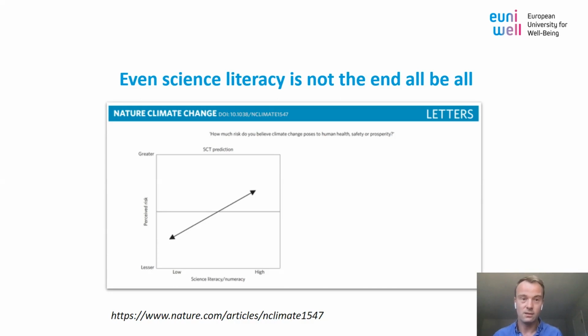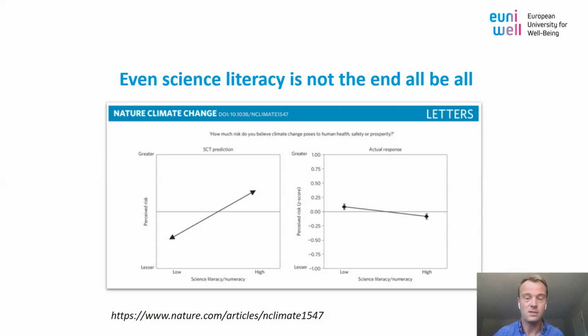This group was predicting that with increased science literacy, the perceived risk that people will feel that climate change presents will increase, because they will understand the science better and understand how much of a threat it really presents. Now, what they found, in the face of this hypothesis, was the opposite. So I'll just pause there, because it's shocking, but it's actually not totally unexplainable, right?